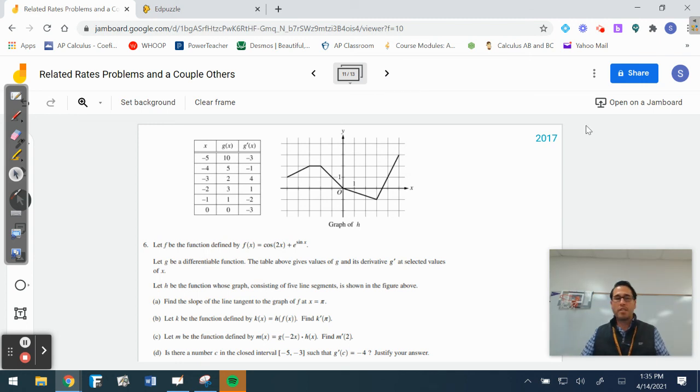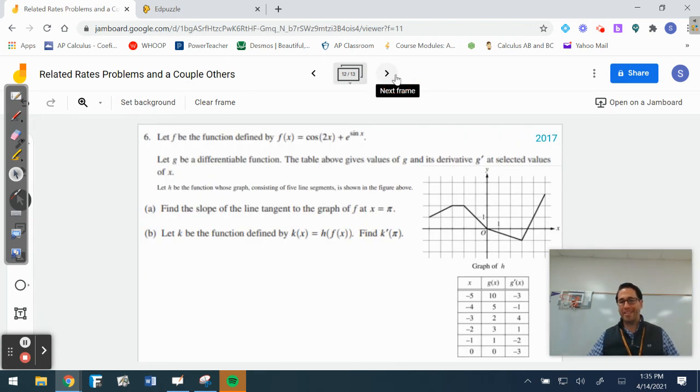All right, here we go. Number 6. Pause it. Whew, we got a table. We got a graph. This is totally random, but random does not mean tough. It means you're going to use a lot of the stuff you learned all the way throughout AP Calc.